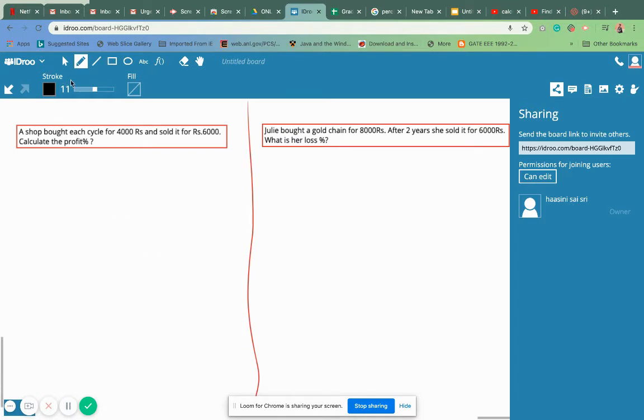Let's look at the first example. A shop bought each cycle for 4,000 rupees and sold it for 6,000 rupees. Calculate the profit percentage. There is a SP and there is a CP. Let me first write the CP. The cost price is 4,000 rupees because the shop bought these cycles at this original amount. Now the SP is 6,000 rupees.